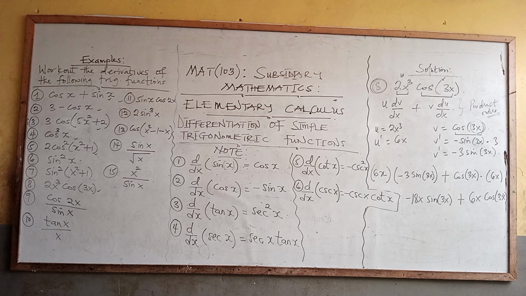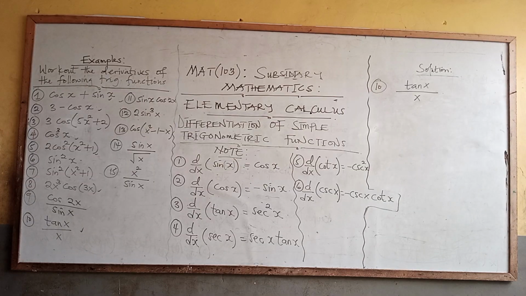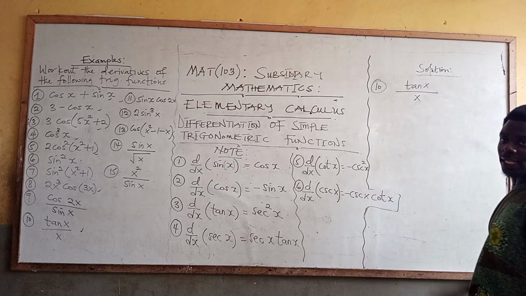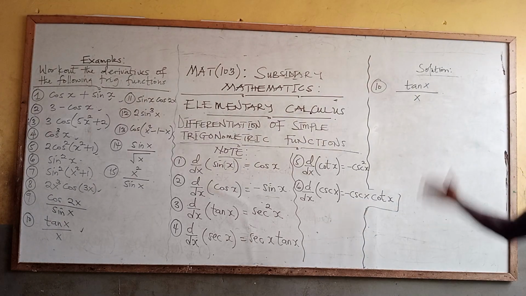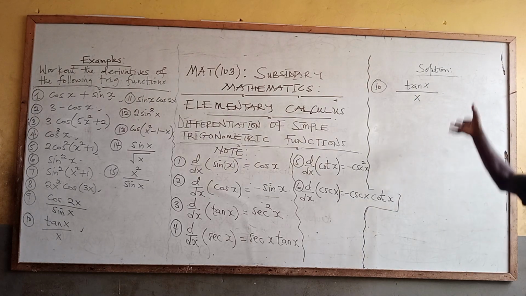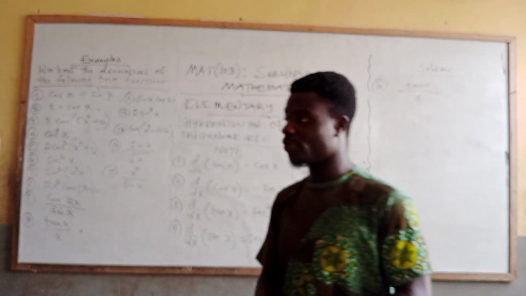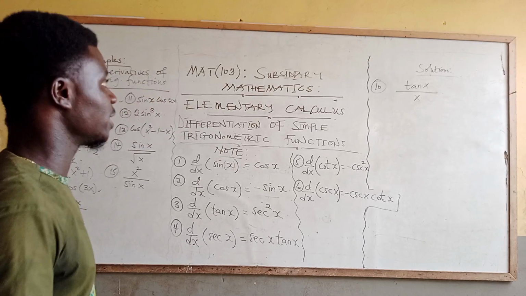Now let's see our next example. So let's see tan x over x. How do we solve tan x over x? Now this, we can apply our quotient rule. You can also apply your product rule when you massage it. Right here, let's apply our quotient rule.